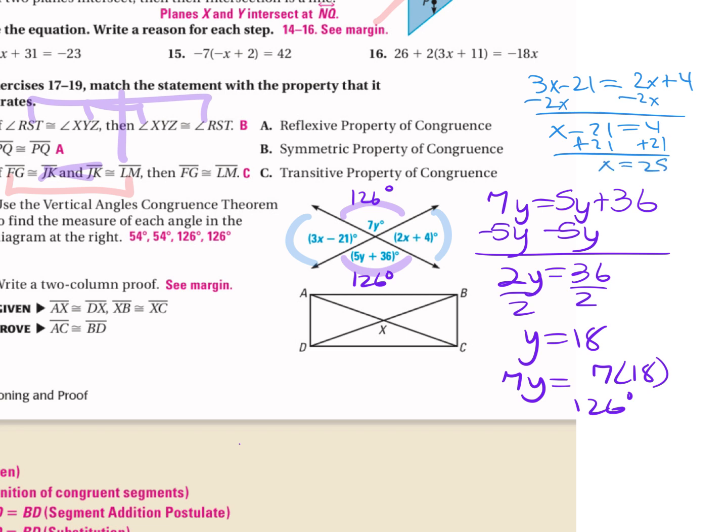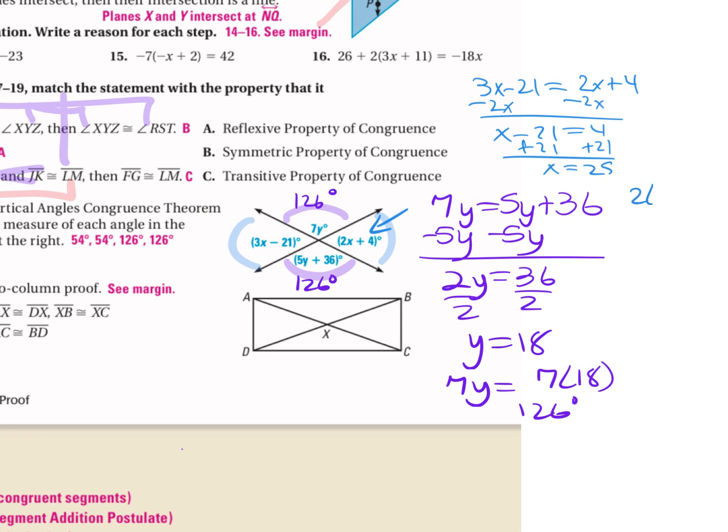And again, you got to plug it in. It doesn't matter to which one. If I plug it into the 2x plus 4, I do 2 times 25 plus 4. 50 plus 4, and both of those angles are 54 degrees.